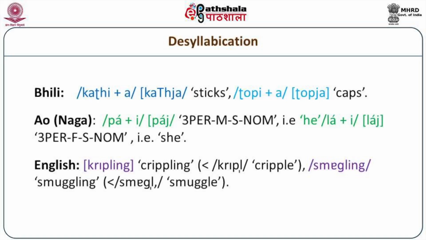So Kati plus A becomes Kathya, Topi plus A becomes Topya, as a plural word of these nouns, meaning stick and cap. Similarly, in Ao, when two vowels come together, then in Ao, like in many other languages, the second vowel is desyllabicated. That means it is no more treated as a vowel, but rather as a consonant. You have the examples given here.